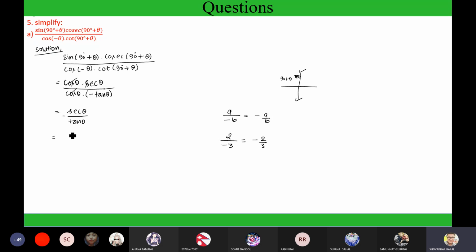So what we can do here is change this in terms of sin and cos. If there is no plus or minus between the terms and there is simply a ratio, we can change in terms of sin and cos to reduce to the simplest form. So 1 by cos theta, whole upon sin theta upon cos theta.